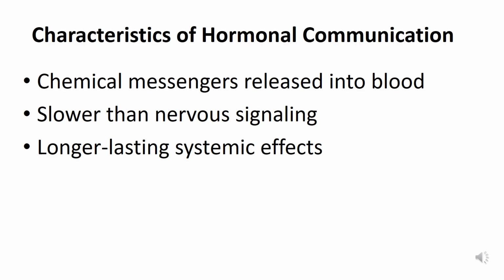Think of it this way. Nervous signaling is like sending a text message. Hormonal signaling is more like mailing an important letter. It takes longer to arrive, but the message can influence many places at once.